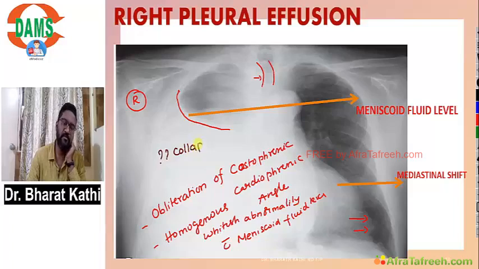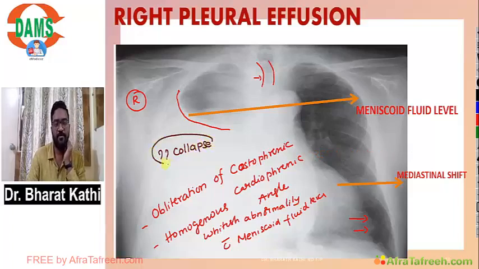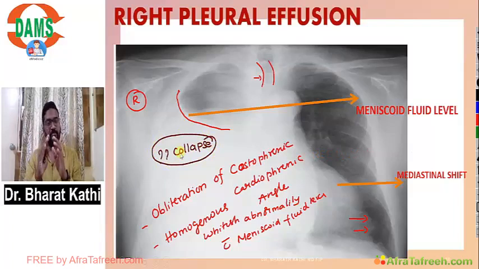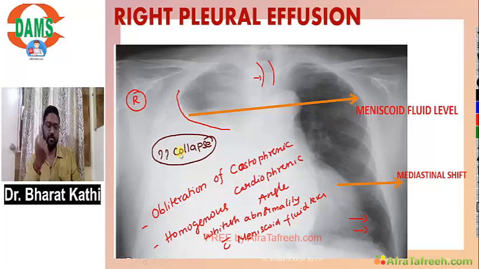Because collapse is also white. Then you should explain that collapse is a pulling lesion. If the abnormality was on the right, the trachea must have been pulled towards the same side. And moreover, collapse will not have this meniscoid fluid level. Now by chance, you have identified collapse and pleural effusion.